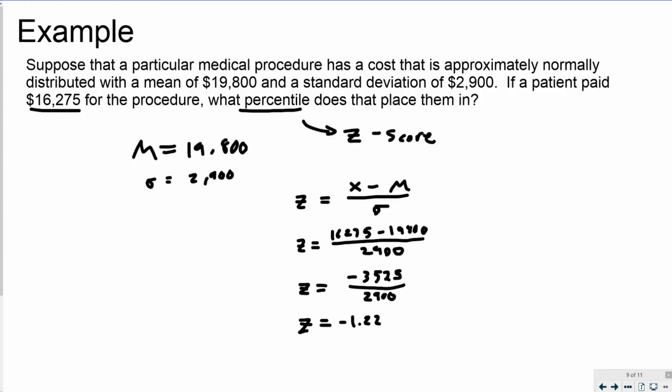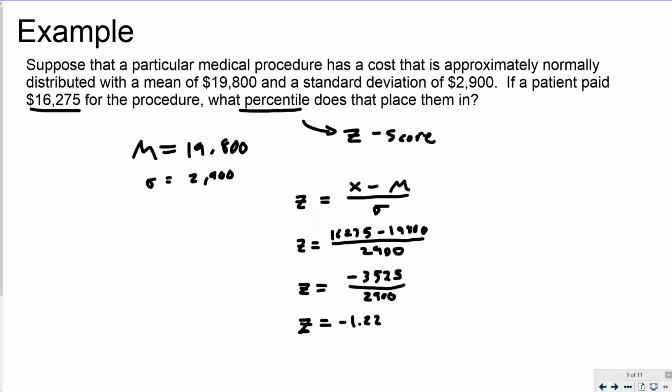I'm going to give you guys a Z-score table in addition to your packet. What you're going to do is look up that Z-score, okay? This Z-score can be found in the row of negative 1.2 and then negative 1.22.